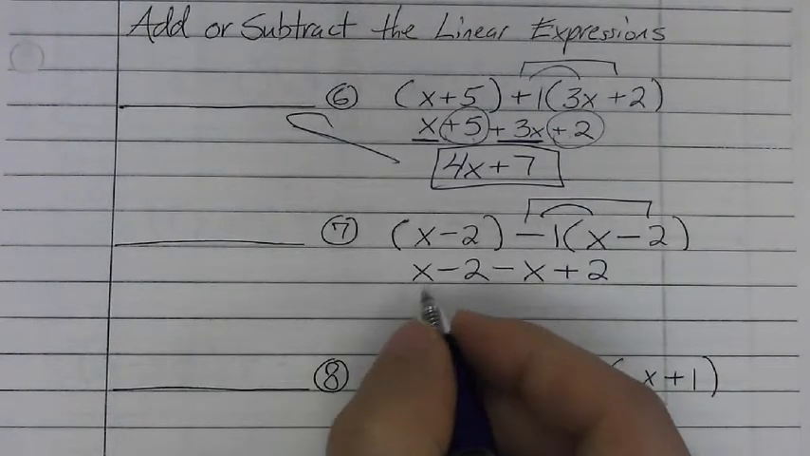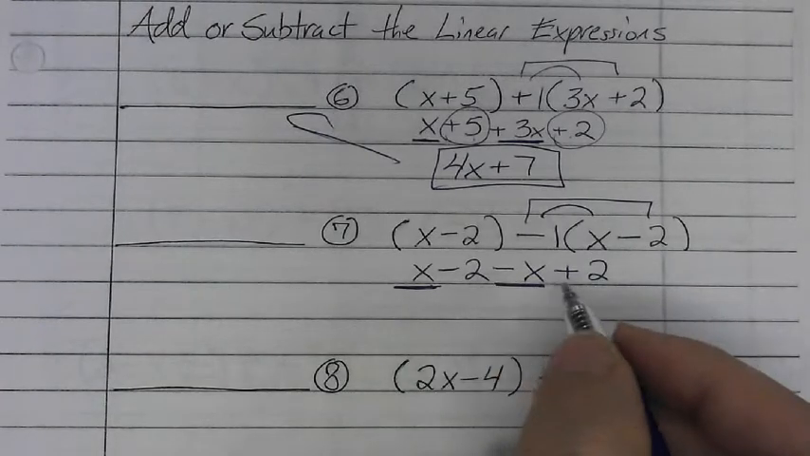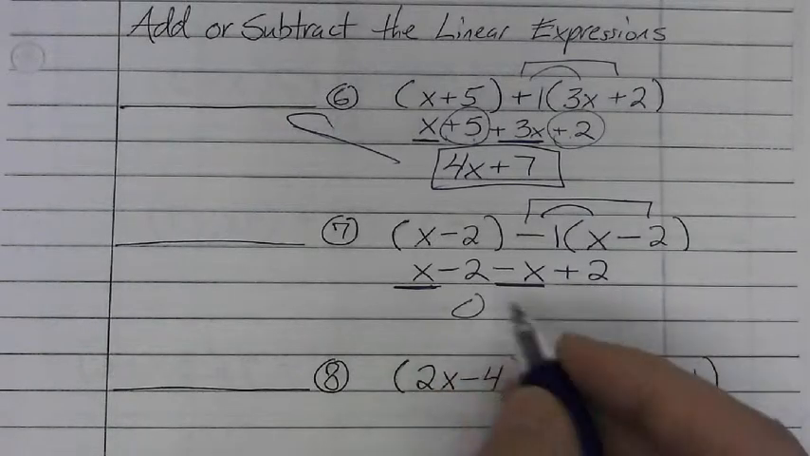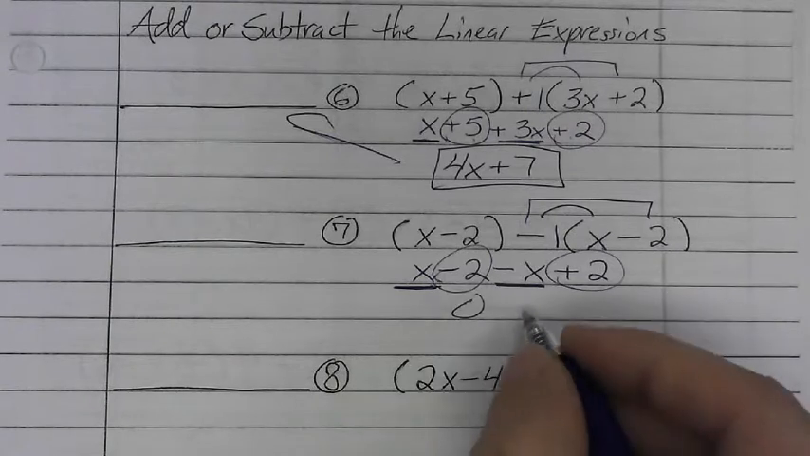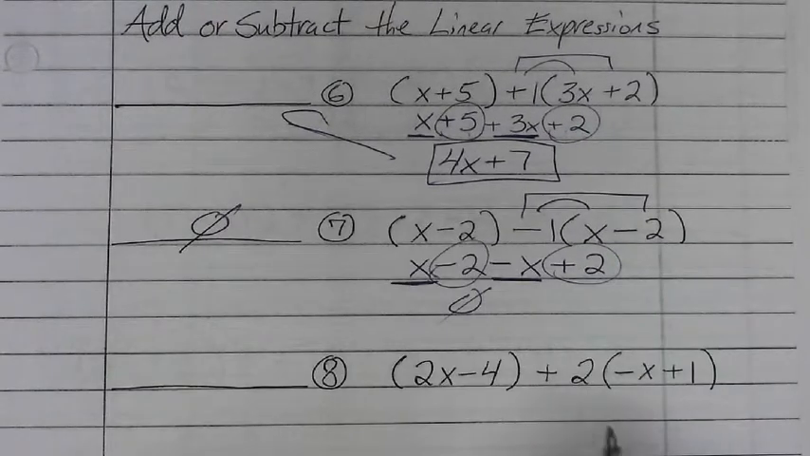Now, I have x minus x. Well, x minus x, that's 0, nothing. Next, I have negative 2 plus 2. Well, that's also 0. So, my answer here is 0.